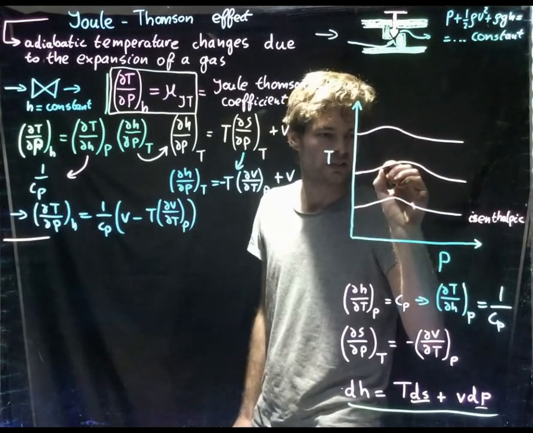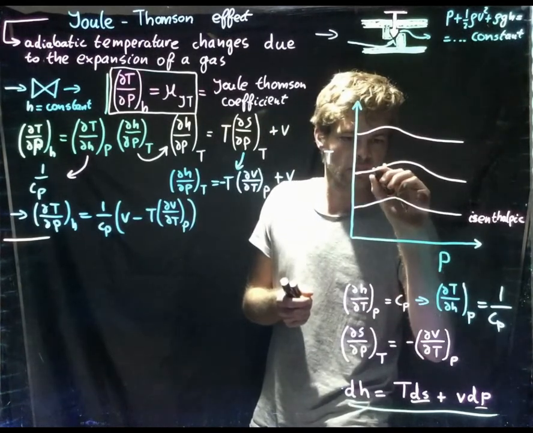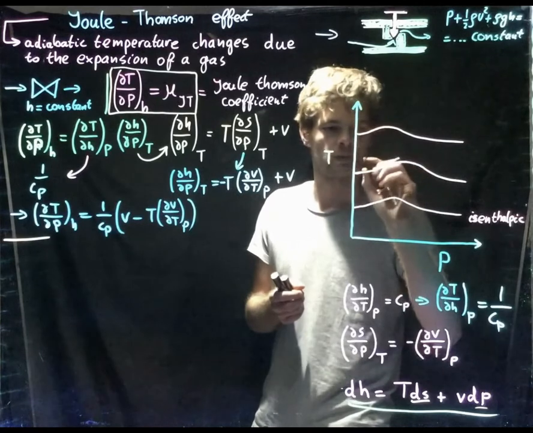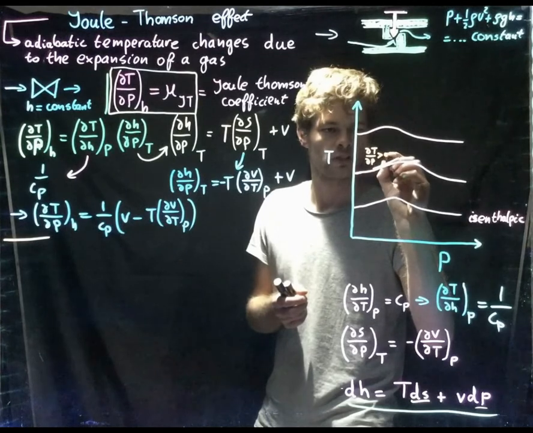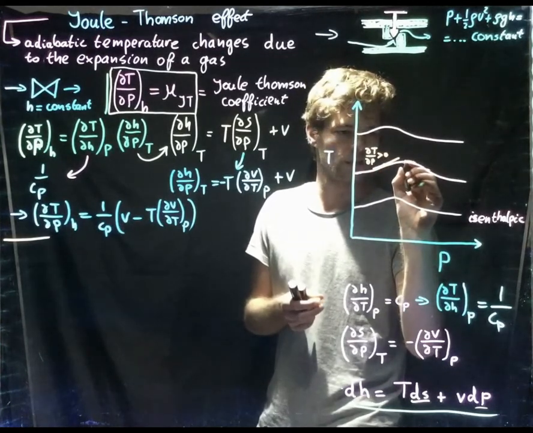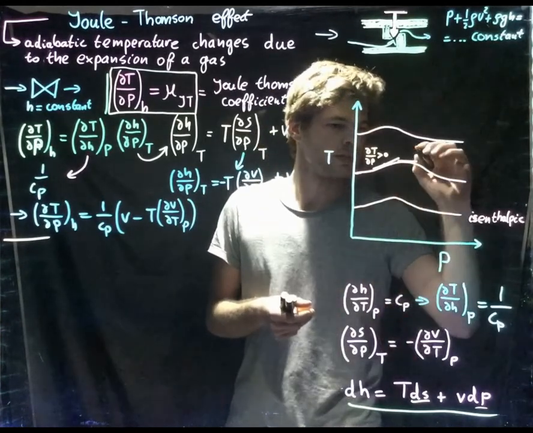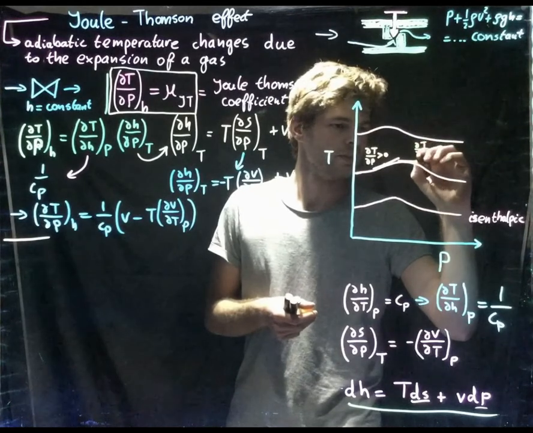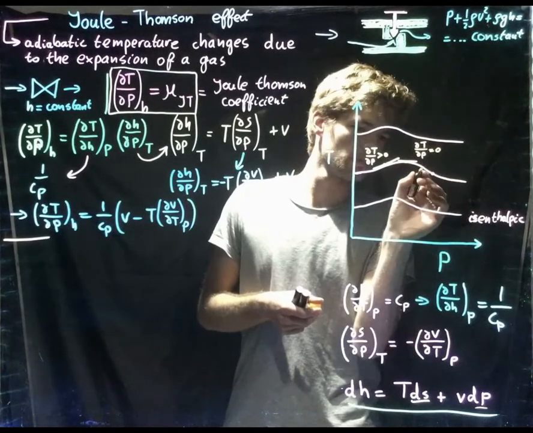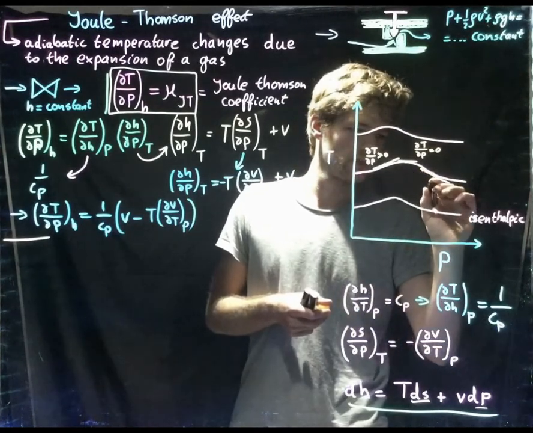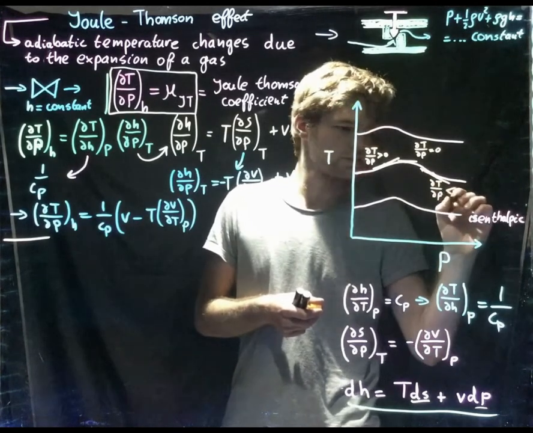So over here you can see that the slope increases, so dT/dP will be larger than 0. Well, here you can see that there's actually a local maximum. And at this maximum, dT/dP is equal to 0. Well, after the maximum, so over here, dT/dP is smaller than 0.